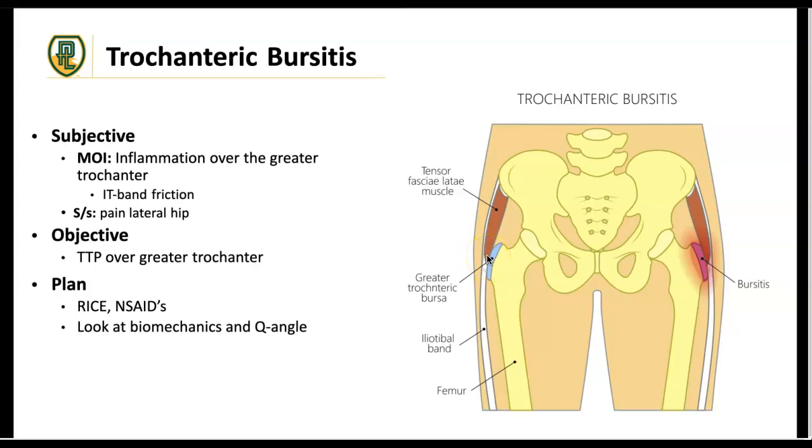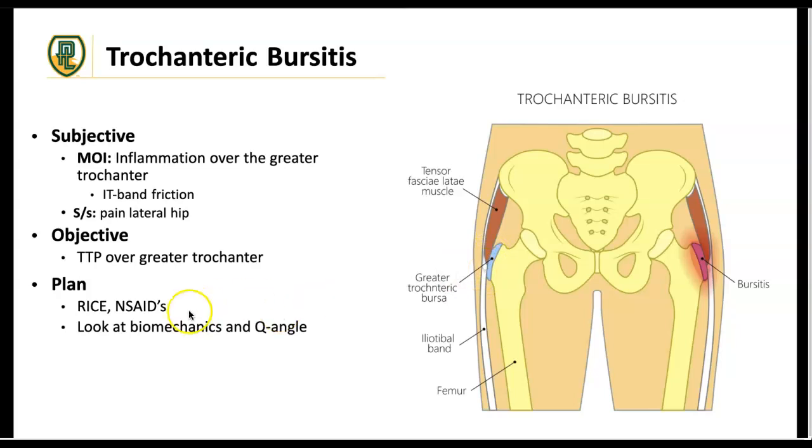Sometimes before we develop snapping hip syndrome, we might develop a bursitis. If there's just repetitive snapping of that muscle structure over the greater trochanter, the bursa might get inflamed and cause a lot of pain in that particular area, right? We can call this IT band friction syndrome on the proximal side of the hip. In terms of signs and symptoms, the key sign is tenderness to palpation right on that lateral protrusion, the greater trochanter. And so what do we do for them?